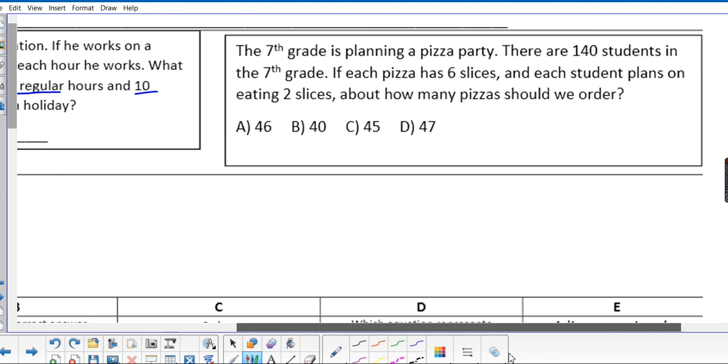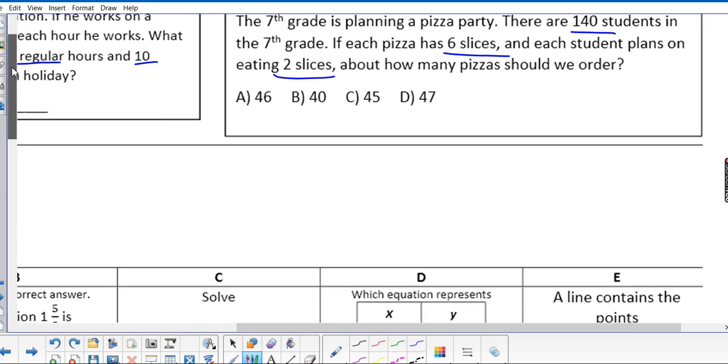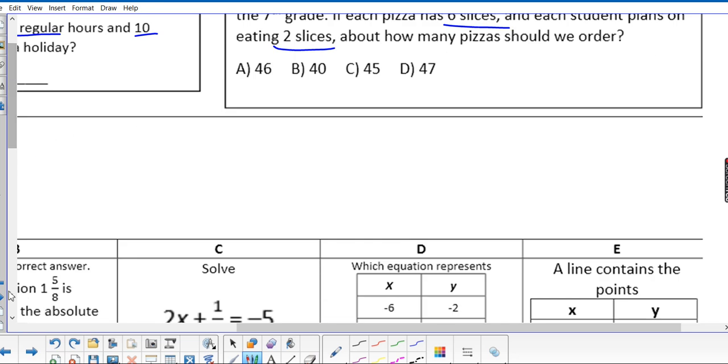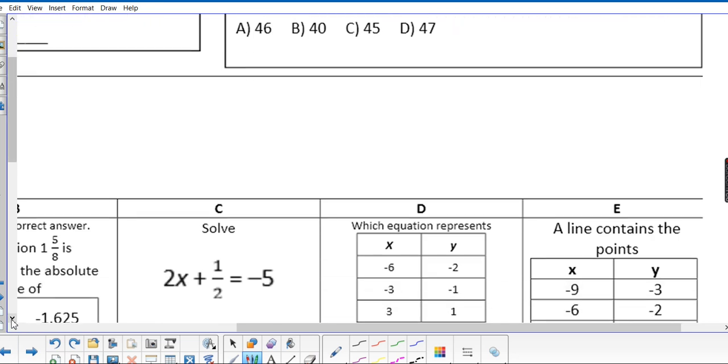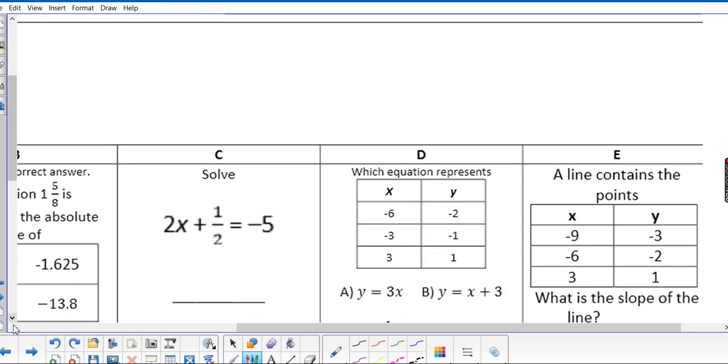Good. Slide over here. Pizza question. You've seen it before. 140 students, 6 slices in a pizza. Each student's going to eat 2 slices. A couple ways you can solve this, whichever way is fine. I need to click on these arrows or this thing's going to act up.